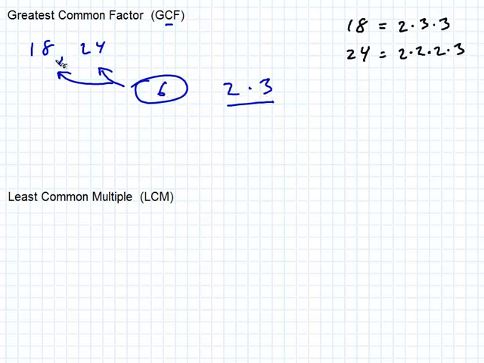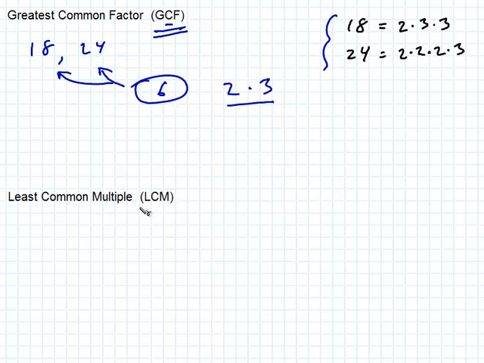And notice 6 will divide evenly into 18. 3 times 6 is 18. And 6 will divide into 24. 6 times 4 is 24. And it's the biggest number that will divide into both of them. And so that's the greatest common factor. So the key is look at the factors, find a list of factors that's contained in both of these, and that's going to be how you find the greatest common factor.